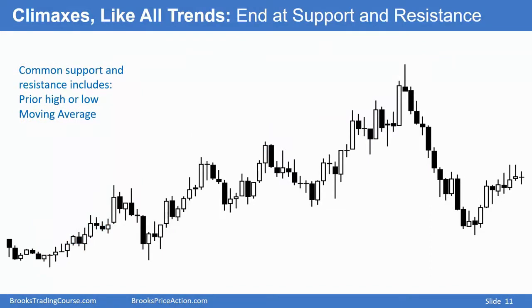I'm always looking at support and resistance. Here we have a bull trend. And we have a buy climax. The biggest bull bar in the entire bull trend, a bull trend that lasted 60 or 70 bars, this is probably going to be an exhaustion gap. The gap between this close and this high.